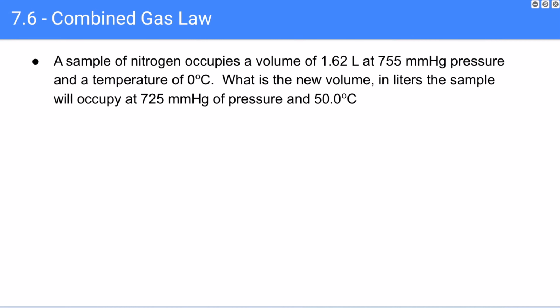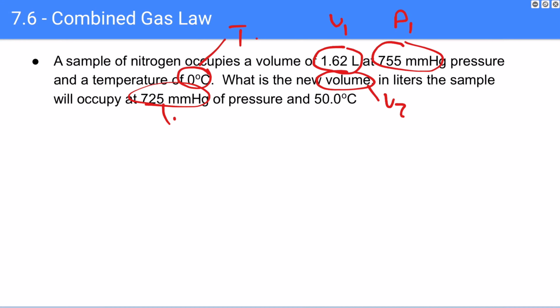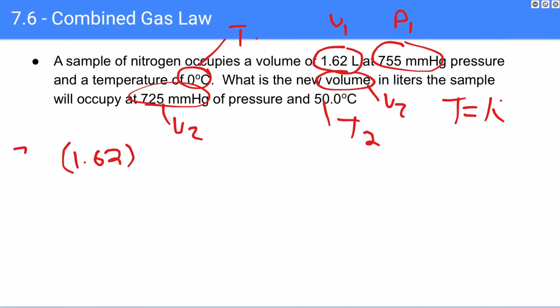All right, so again, variable identification here is very important. Let's work through it one at a time. We have an initial volume, so we'll call that V1. We have an initial pressure, we'll call that P1. And an initial temperature, we'll call that T1. The new volume is unknown, so that's V2. We have a secondary pressure, P2, and a secondary temperature, which is T2. So simply put, we just plug these in and solve. Just don't forget that temperature needs to be in Kelvin, so make sure we do that when we set all this up. So we're going to start with the volume of 1.62, or V1. I guess P1 should really start this, so 755.